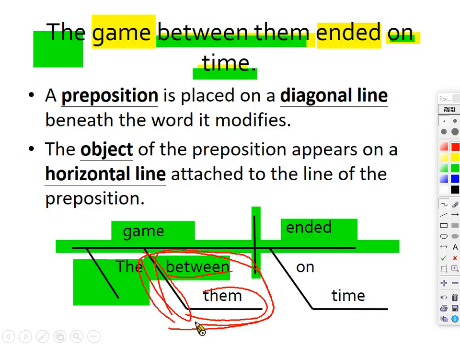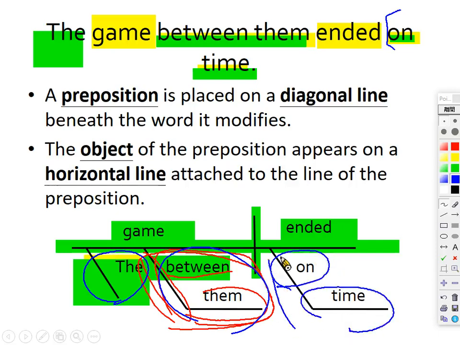So here we know what kind of game. Which game? The game. We know it is the game, right? What kind of game? Between them. So the game between them ended. What about ended? Okay, we know, on time, right? So here is the preposition, and here is the object. Together we have a prepositional phrase that functions as an adverb, used to modify ended, right?